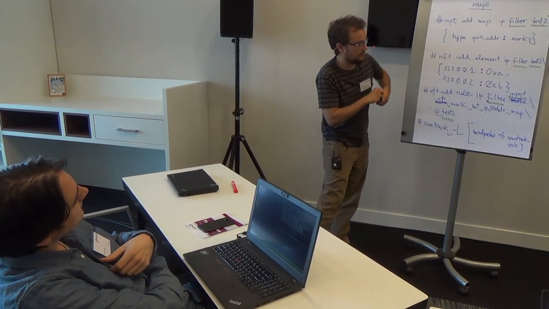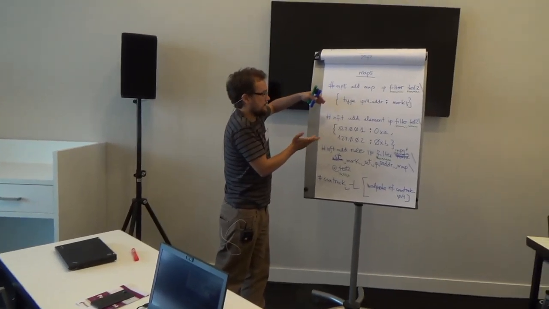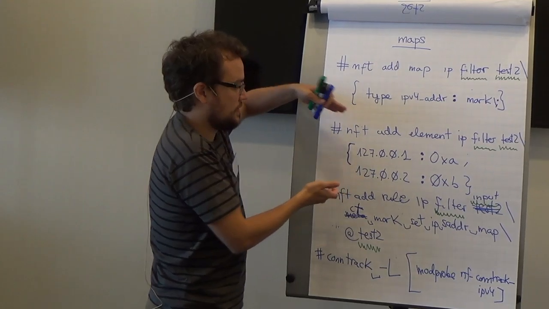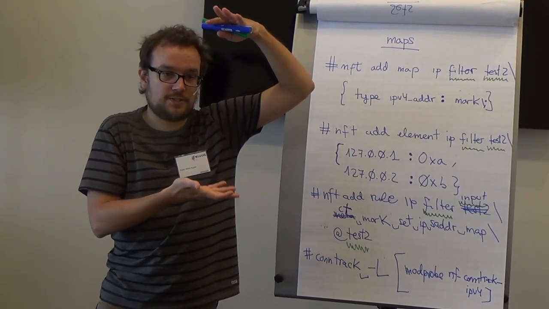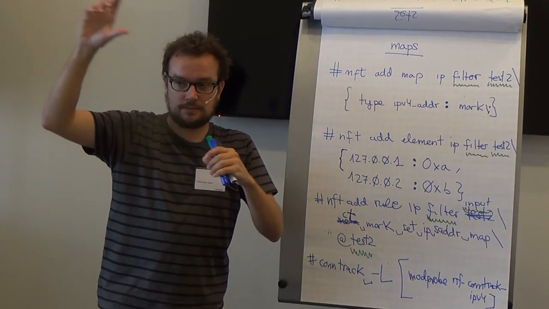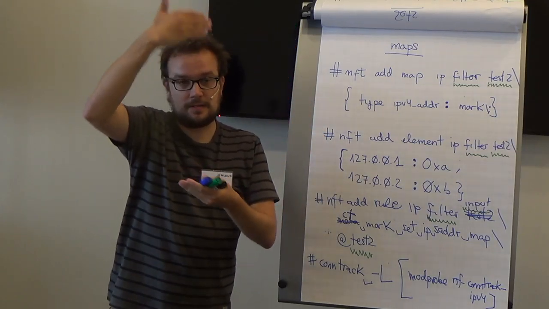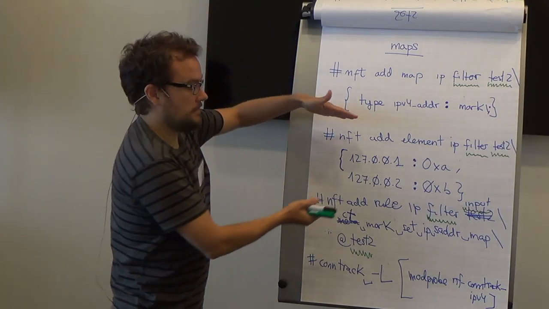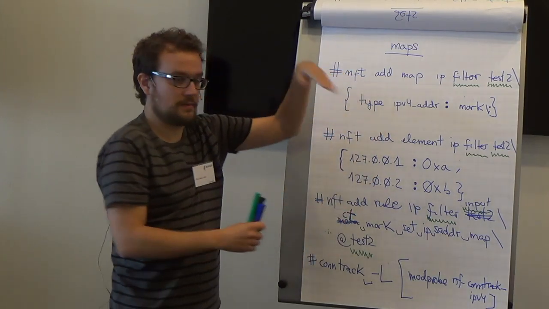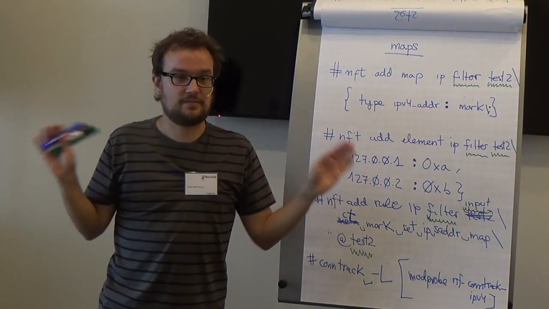Yeah, regarding internals, what is happening here is that nft creates a batch, and that batch has an initial message telling this is the head of the batch, and then you get the message that expresses this command, add a new element with all those attributes and so on, and then you have a trailing message telling this is the end of the batch.